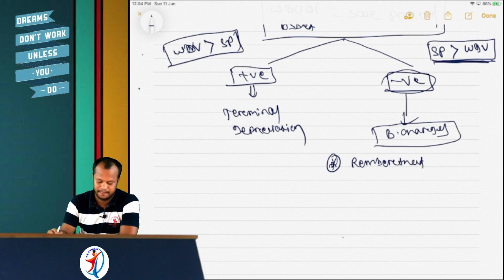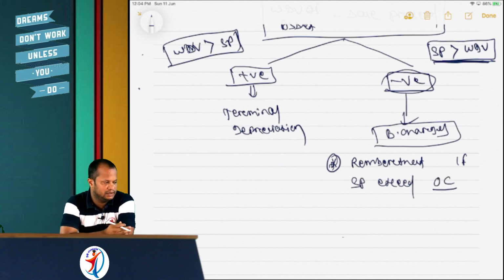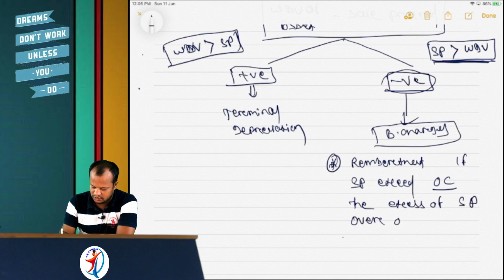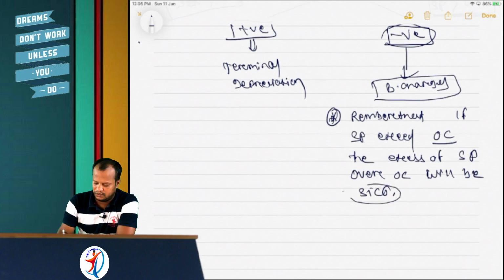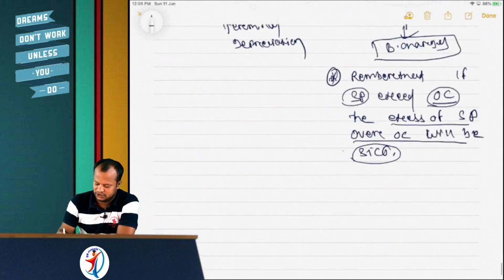Remember that if selling price exceeds original cost, then the excess of selling price over original cost will be STCG, short term capital gain.